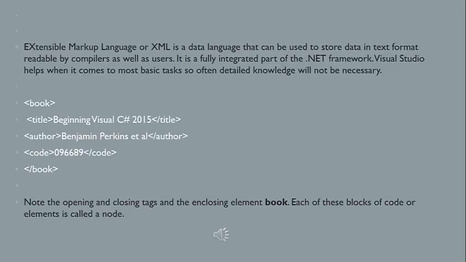In the code you will see <book>, <title> with the title of the book, closing tag </title>, <author> with the author name, closing tag for author, <code> with the book code, closing tag for code, closing tag for book. Note the opening and closing tags and the enclosing element book. Each of these blocks of code or elements is called a node.